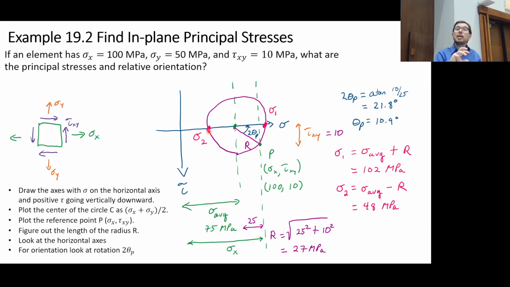The material element actually only experiences 67.5 degrees of rotation. Is that right? Did I do that right? Yes. Okay. So, yeah, you're absolutely right. You got to, again, keep track of where you start and where you want to get.